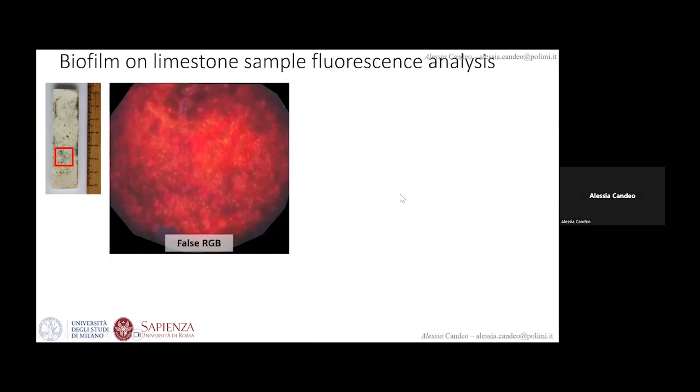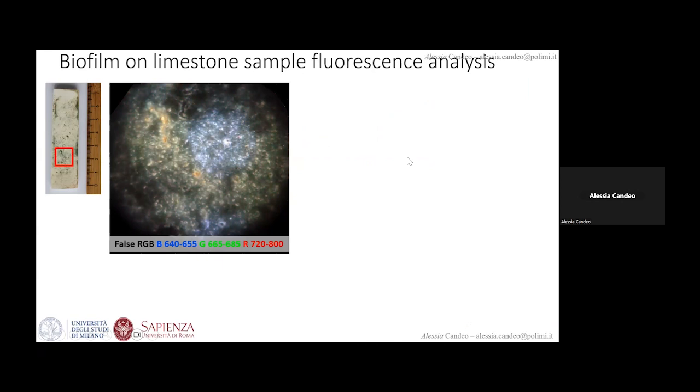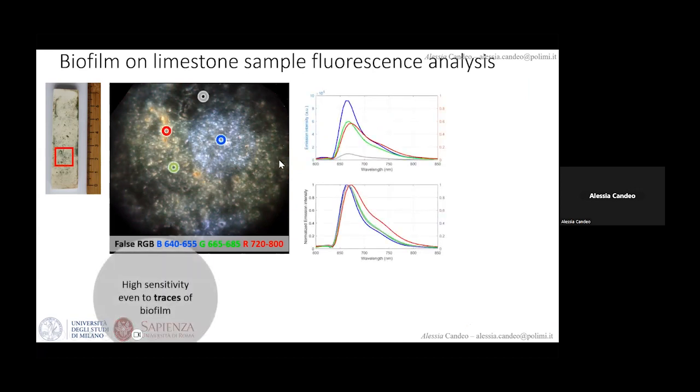With the fluorescence dataset, we tried to see if we can see something more. And with the true RGB, there is not much to be seen because the image looks very uneven. But then if we move to a false RGB of this fluorescence dataset, we can start seeing that there is actually a lot of biofilm present on this stone. Everything that is fluorescent is basically biofilm.